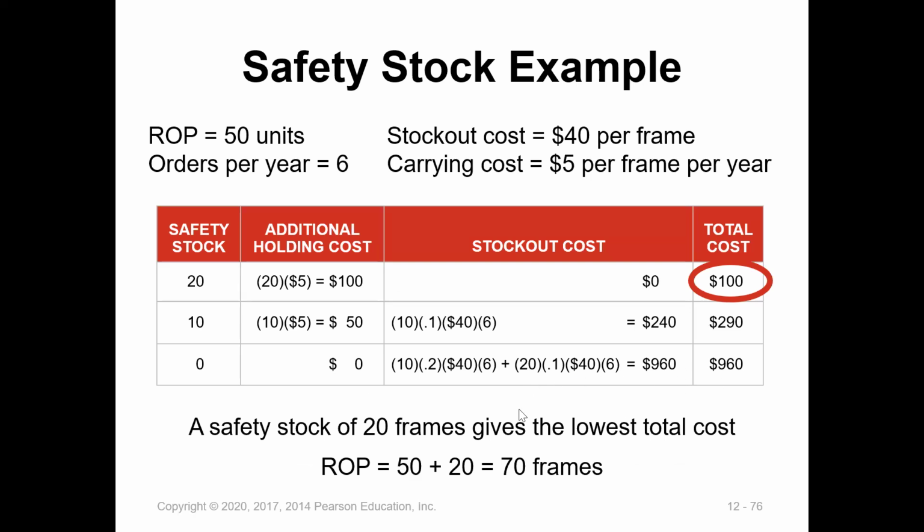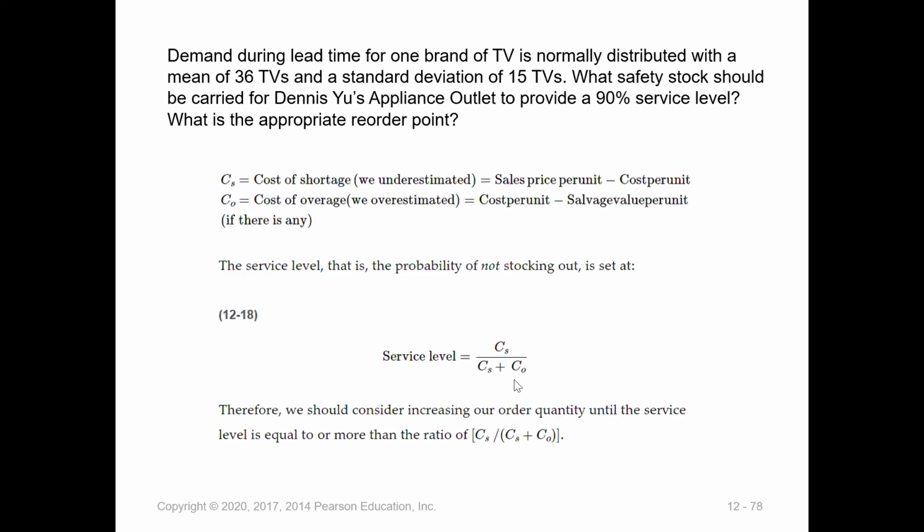So it's 960. Safety stock of 20 frames gives the lowest total cost, which is 100. There is another example here.